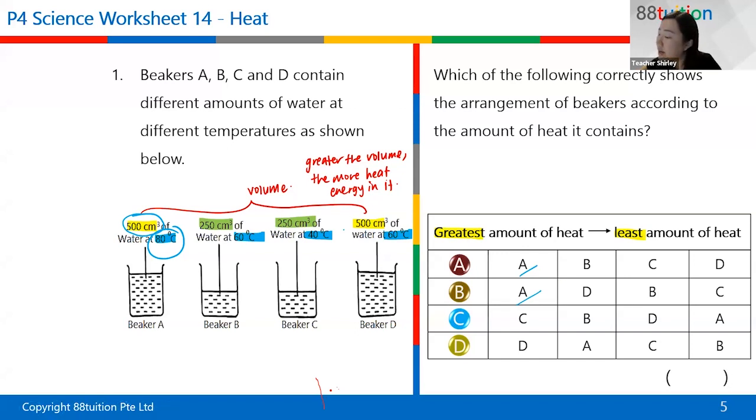Then next one, we have 60 and 60. Then we have to compare the volume. Volume for D is higher. So D is the one with the second greatest amount of heat. So the answer is B, because this one has the same volume, but the temperature is lower. So C is the one with the least amount of heat. So the answer is B.